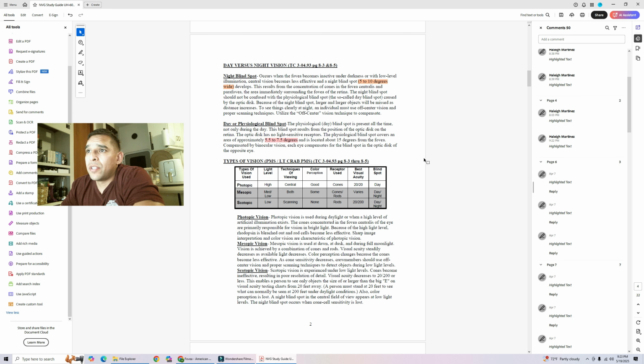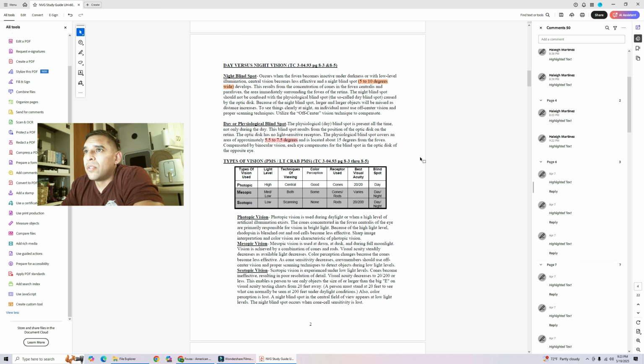Day or physiological blind spot. The physiological day blind spot is present all the time, not only during the day. The blind spot results from the position of the optic disc on the retina. The optic disc has no light-sensitive receptors. The physiological blind spot covers an area of approximately 5.5 to 7.5 degrees and is located about 15 degrees from the fovea. Compensated by binocular vision, each eye compensates for a blind spot in the optic disc of the opposite eye.